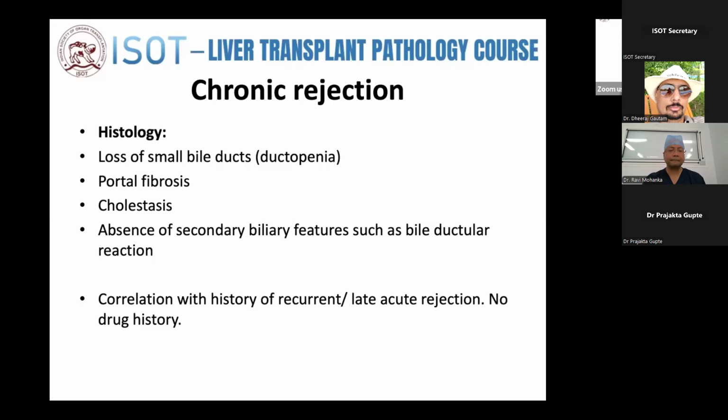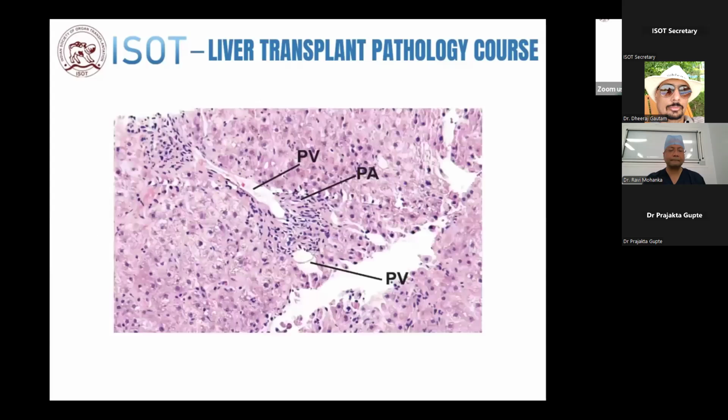And similar findings can also be seen in VBDS. So correlation with history of recurrent or late acute rejection is important. And no drug history would be present. Now here is a biopsy showing mild fibrosis, mild inflammation, absence of bile ducts, no ductular proliferation.